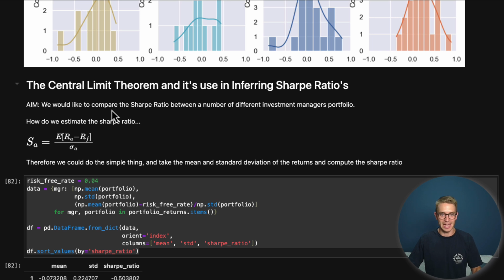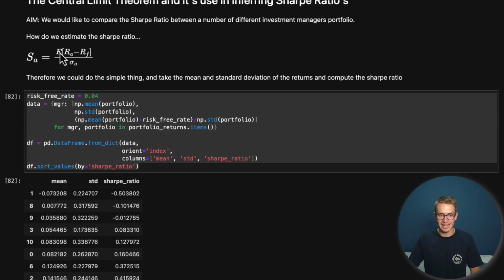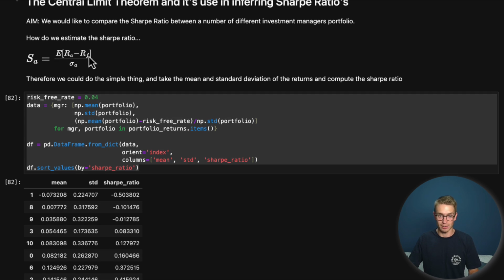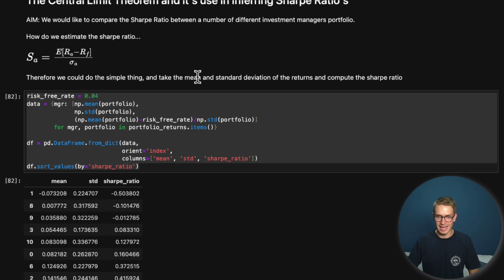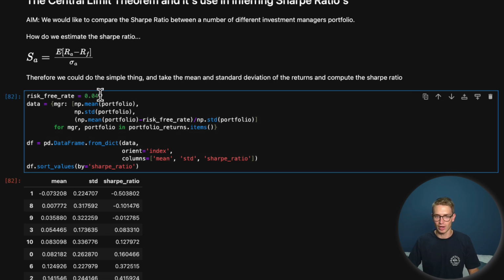So the aim is we'd like to compare the Sharpe ratio between a number of different investment managers. How do we do it? Well, essentially, here's the estimate of the Sharpe ratio. We have the expectation of our returns minus the risk-free rate, and then that's normalized by the volatility of the asset that we're analyzing. So therefore, we can just do the simple thing, which is take the means and the standard deviations, assume a risk-free rate of 4%. Before we go crazy in the comments, let's just remember that this video is supposed to last the trajectory of time. So the risk-free rate, we're just assuming to be 4%. We're considering this as an opportunity cost or as a hurdle rate.